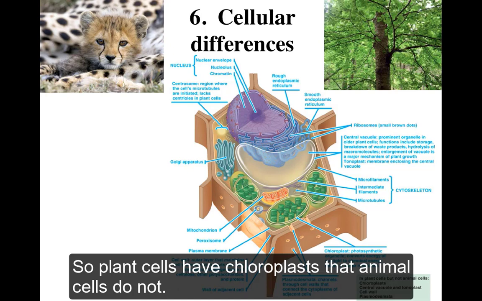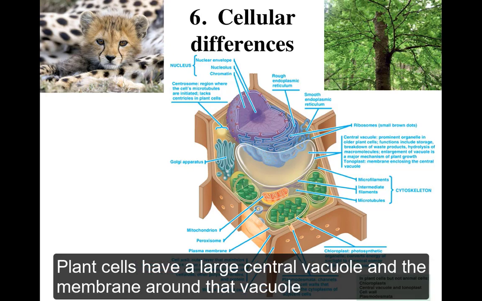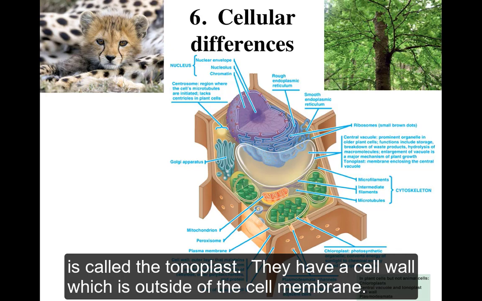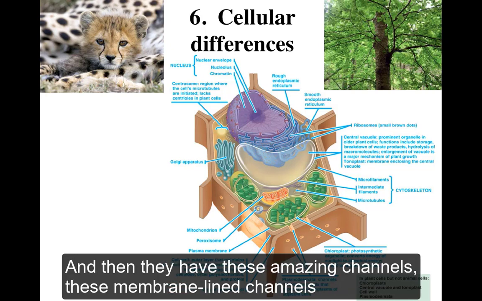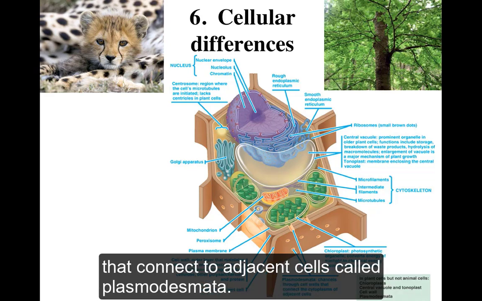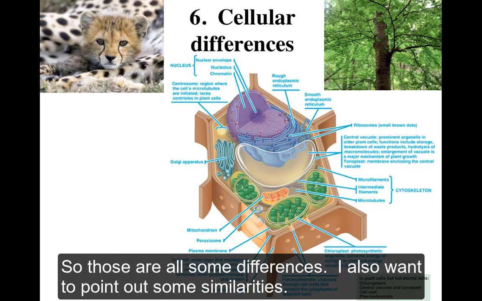Plant cells have chloroplasts that animal cells do not. Plant cells have a large central vacuole, and the membrane around that central vacuole is called the tonoplast. They have a cell wall, which is outside of the cell membrane. And then they have these amazing membrane-lined channels that connect adjacent cells called plasmodesmata. So those are all some differences.